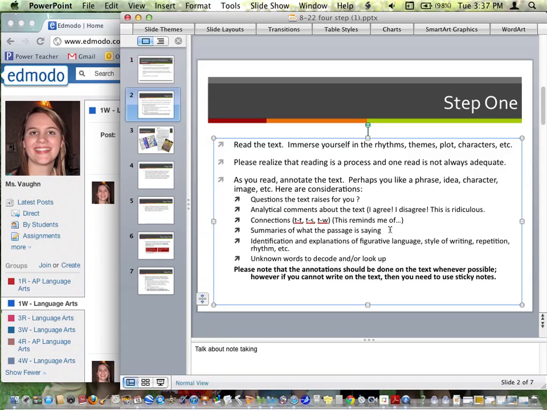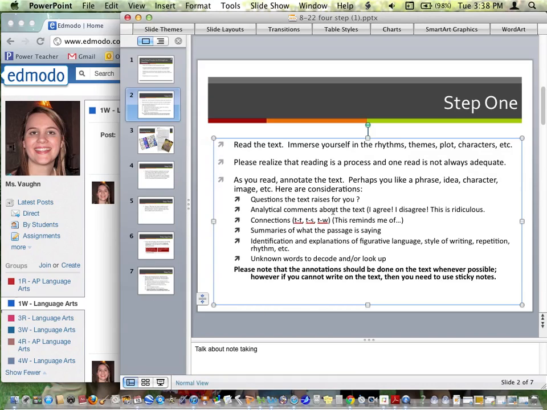Summaries can just be a short little thing. If you have problems remembering what happens from paragraph to paragraph or what each paragraph says, just out to the side of each paragraph, write 1 or 2 words that'll remind you what that paragraph was about. Explain figurative language, style of writing, repetition, rhythm, or any of those things you notice, any kind of figurative language you notice. Unknown words to decode, you can circle those or star those if you need to look them up, or if you can figure them out by context clues, that's good too.